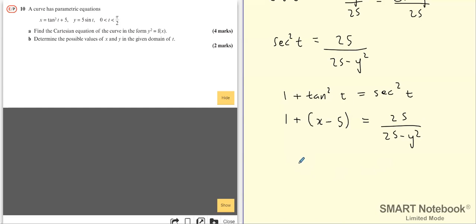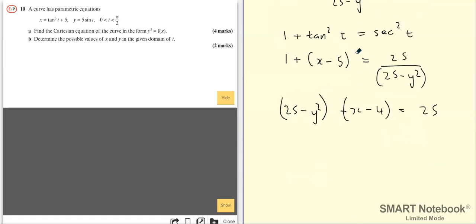So how am I going to do that? I'll multiply this denominator across to the top left hand side. So 25 minus y squared times 1 plus x minus 5, which is the same as saying x minus 4. So this is being multiplied by x minus 4 equals 25. Let me just rub this bit out here.